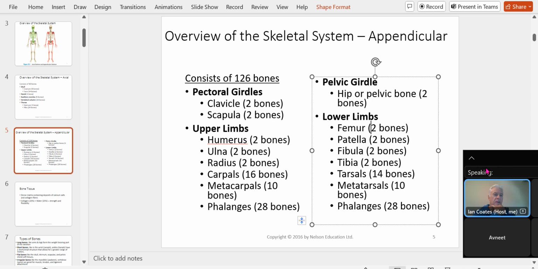Moving on down, pelvic girdle. Oh, what is going on here? Just stop. Really, that's going to keep going for the whole video. Wonderful.